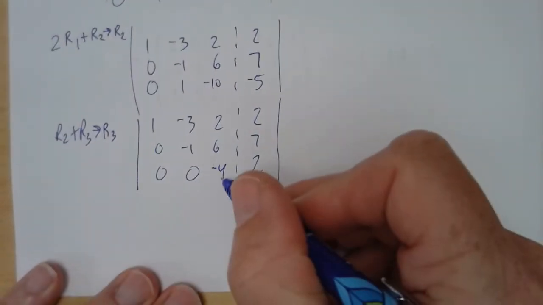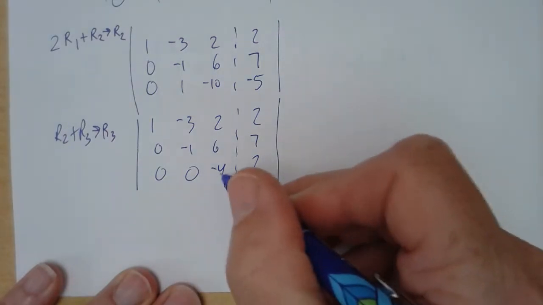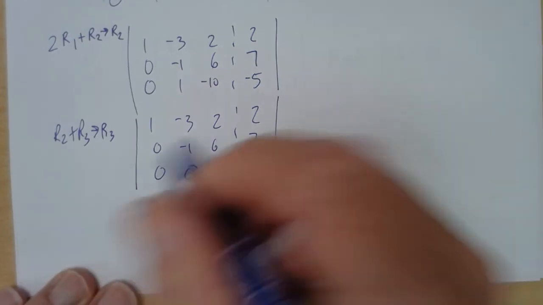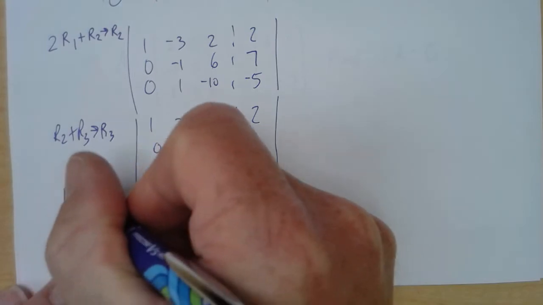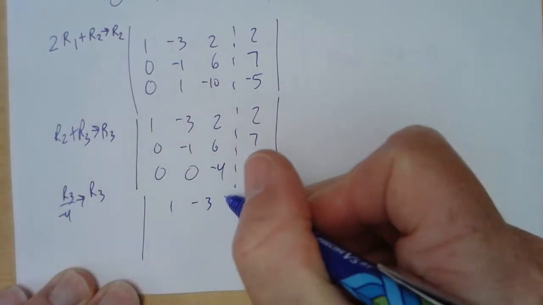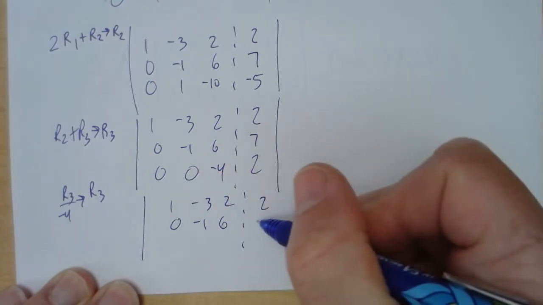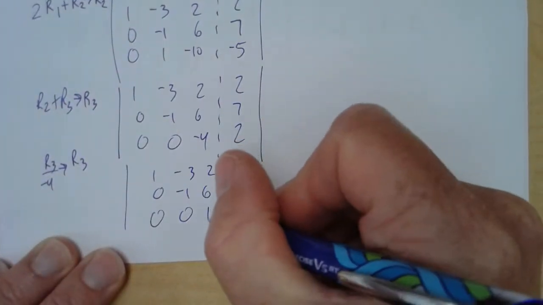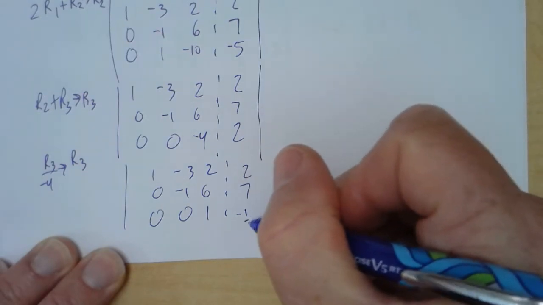So now, if I divide by -4, then it's going to make this a 1 right there. So it'll be 0, 0, 1, which is what I want. And I want 1s all the way down here. But I really want a 1 there right now. So I'm going to do row 3 divided by -4. Put the answer into row 3. 2 divided by -4 is -1/2.